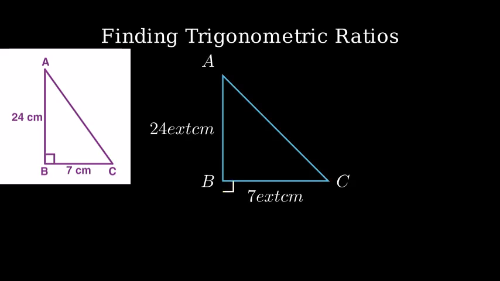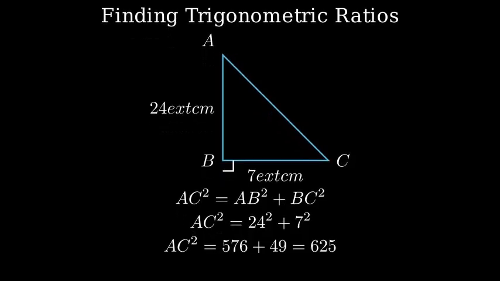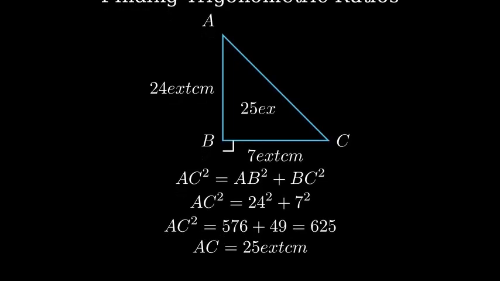First, let's find the length of AC, the hypotenuse, using the Pythagorean theorem. We know that AC squared equals AB squared plus BC squared. So that's 24 squared plus 7 squared. 24 squared is 576, and 7 squared is 49. Adding these gives us 625. Taking the square root, we get that AC equals 25 centimeters.